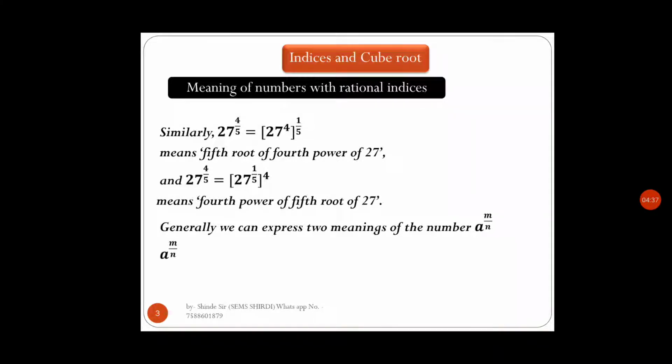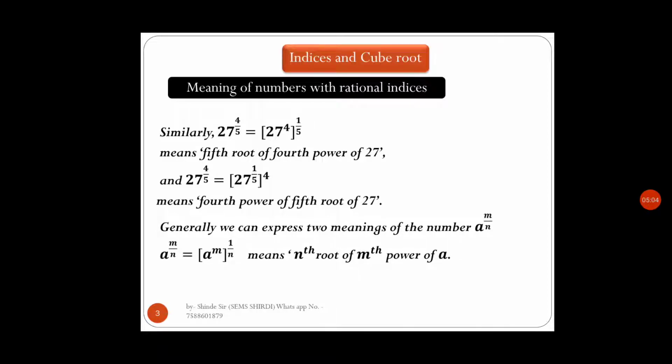Generally we can express two meanings of the number a raised to m by n. The first one is a raised to m by n is equal to a raised to m, bracket raised to 1 by n. First we take m power of a, then 1 by n means the nth root. How to read it? The nth root of the mth power of a.